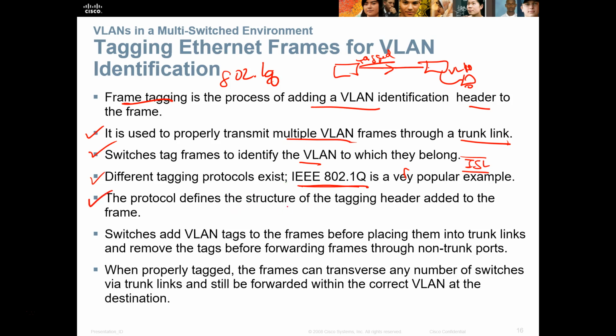The protocol defines the structure of the tagging header of the frame. Switches add VLAN tags to the frames before placing them into trunk links, and remove the tags before forwarding the frames through non-trunk ports. So the tag is examined and removed at this point. When the frame exits VLAN 10, there's no tagging required anymore. Okay, so it's just for this trunk link. When properly tagged, the frames can traverse any number of switches via trunk links and still be forwarded to the correct VLAN.